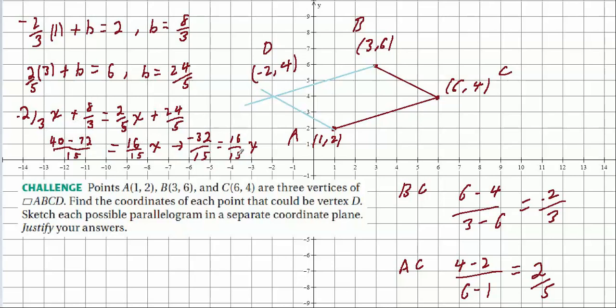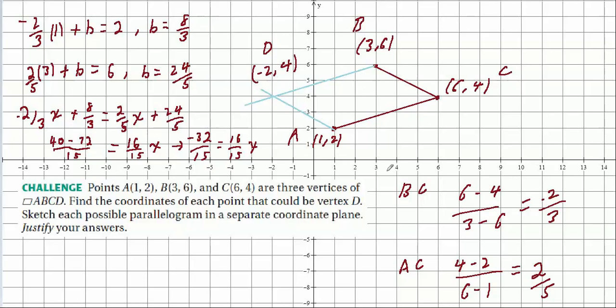We can cancel the 15s. As we divide through by 16, we're going to get that x equals minus 2 right here. Now we can put that into either equation, and we'll get 4. Exactly the same as we did when we were finding point D down here.